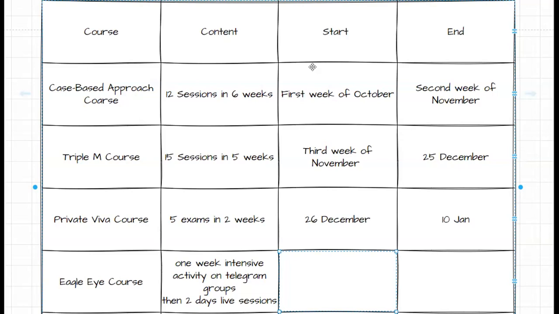This course will start for the January exam in the 3rd week of November and will finish 5 weeks from this date, at around 25 December or something like this.